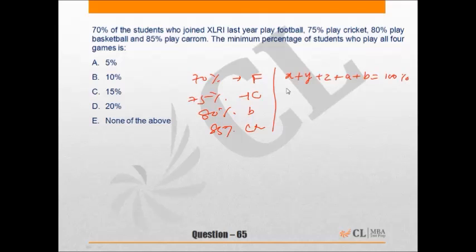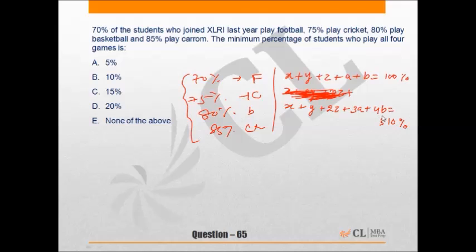Now, if we count the number of instances, for 0 games it will be x only, for exactly 1 game it will be y only, for exactly 2 games it will be 2z, as everything is counted 2 times, for 3 games 3a, and for all the 4 games 4b. It will be equal to the sum of the given 4 percentage points, and it comes out to be 310%.